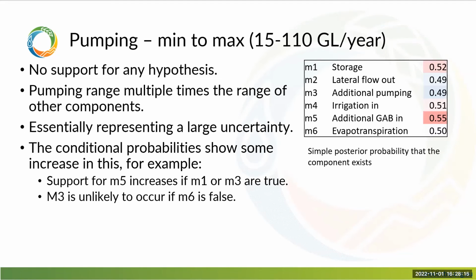So using the widest pumping range, which was using the actual values within these years, we had 15 to 110 gigalitres pumped per year. This was a huge range and resulted in no support for any hypothesis, because the pumping range was multiple times the range of other components and essentially represented a really large uncertainty that just overshadowed everything else.